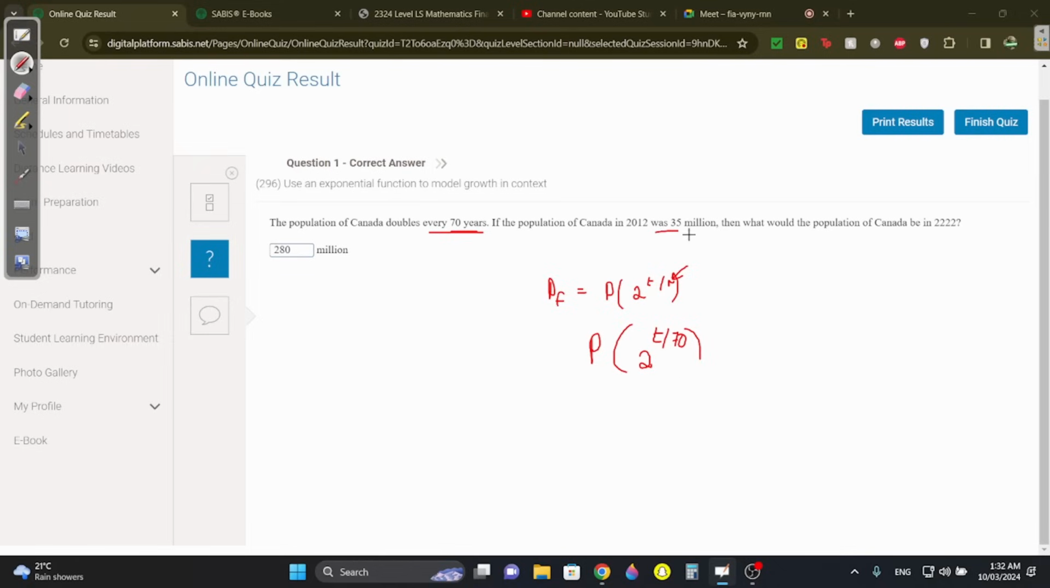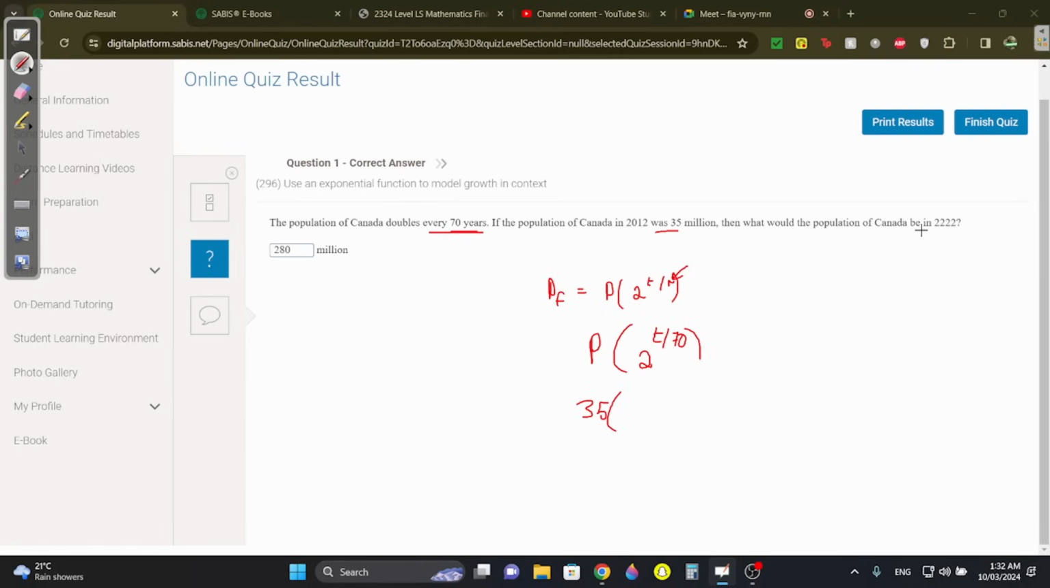Anyway, it starts with 35 million, but let's just leave it as 35 because we're working with millions. I don't want to put zeros and, how can I say, like that. I don't know what to say in English.